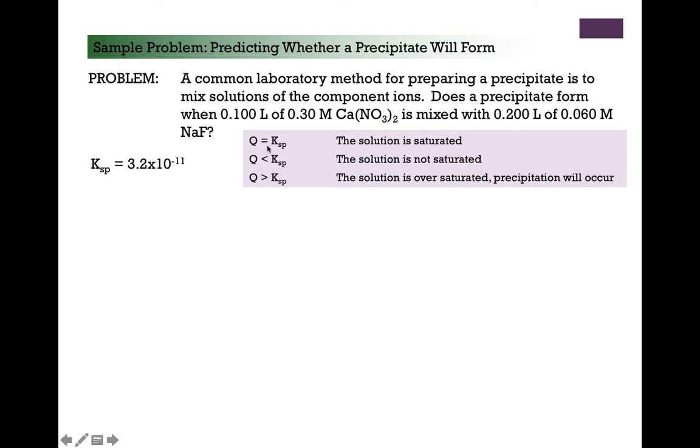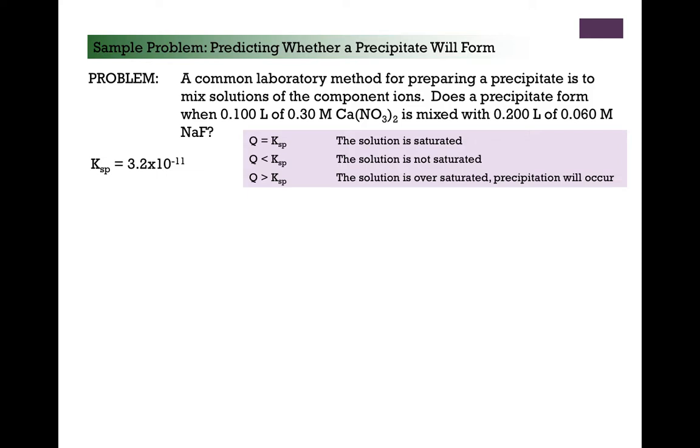And so if our Q equals K, if where we are currently matches the solubility product constant, we're saturated. We've reached all the saturation we get. If Q is less than K, we're undersaturated. We're not yet saturated in our solution. If Q is greater than our KSP, we have oversaturated the solution, and we would expect a precipitate to come out to return us back to KSP.